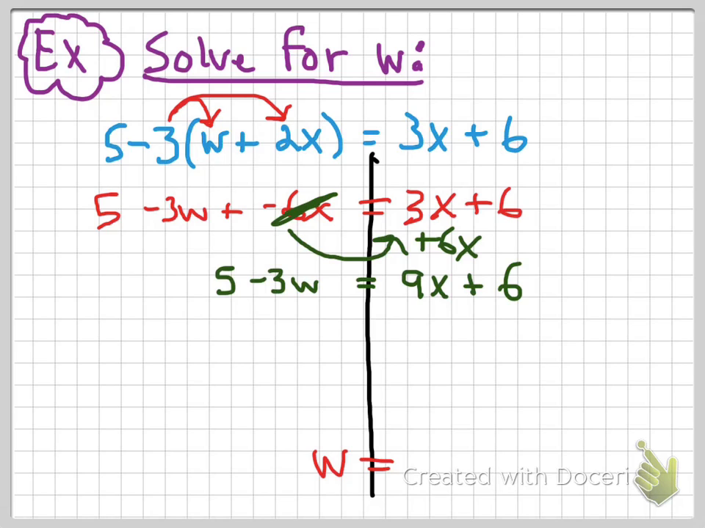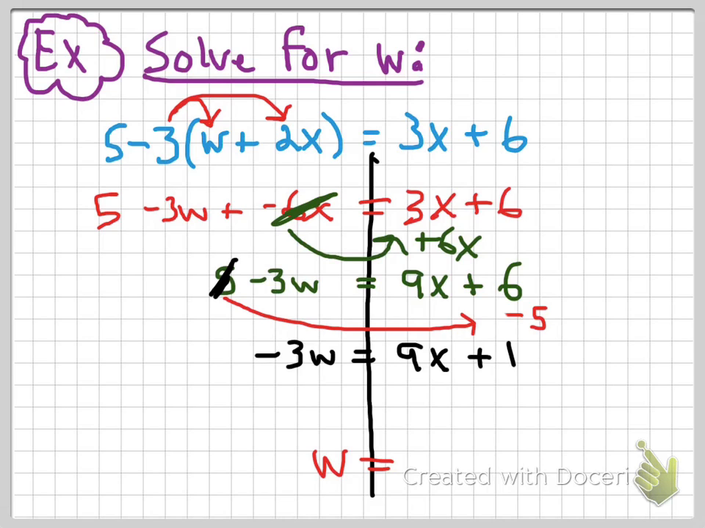Now I'm thinking, how about we take the 5 and flip it over and make it a negative 5 on this side, so that we have 6 minus 5. We'll clean this up a little bit since the 5 is gone, and we'll say we have negative 3w equals 9x plus 6 minus 5, so plus 1. Alright, getting closer. So now, next step, why don't we divide by negative 3? And we'll divide the other side by negative 3.